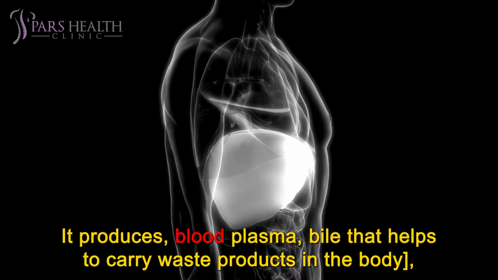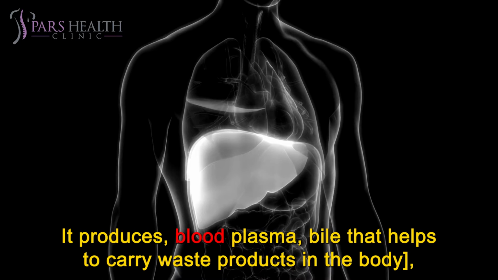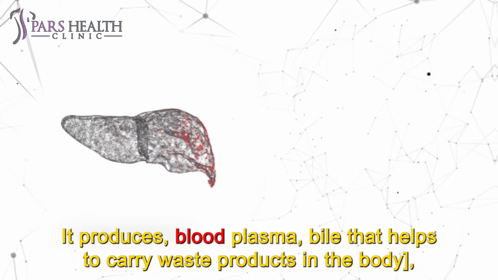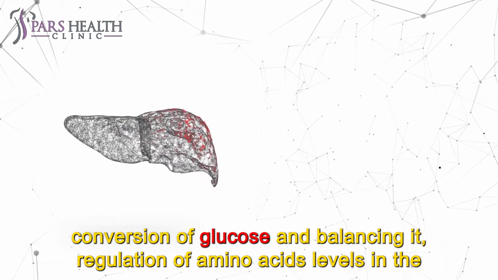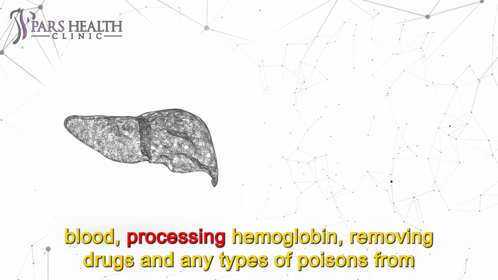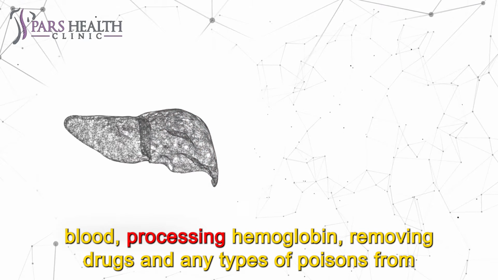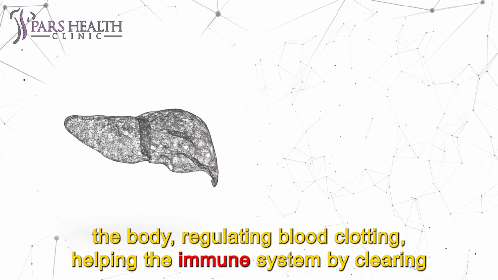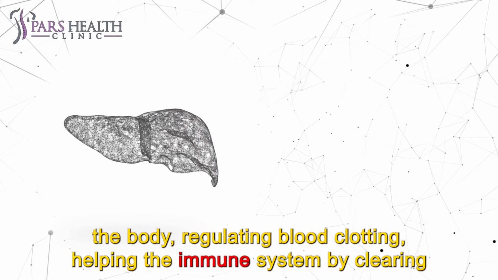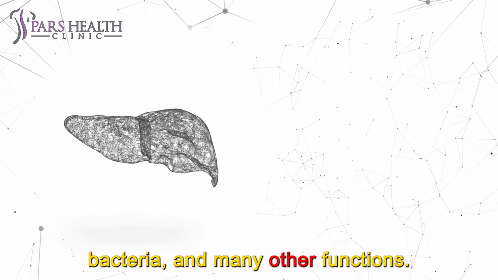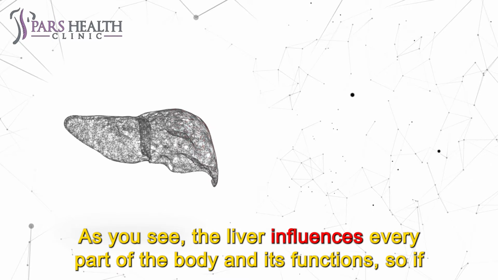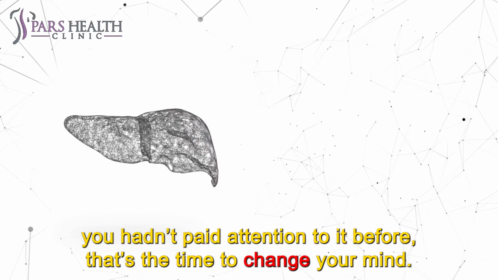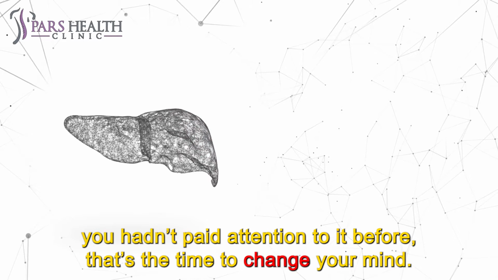The liver does a lot of things in our body, and its role is vital to keep us alive and healthy. It produces blood plasma and bile that helps to carry waste products in the body, converts glucose and balances it, regulates amino acid levels in the blood, processes hemoglobin, removes drugs and any types of poisons from the body, regulates blood clotting, helps the immune system by clearing bacteria, and has many other functions. As you see, the liver influences every part of the body, so if you hadn't paid attention to it before, that's the time to change your mind.